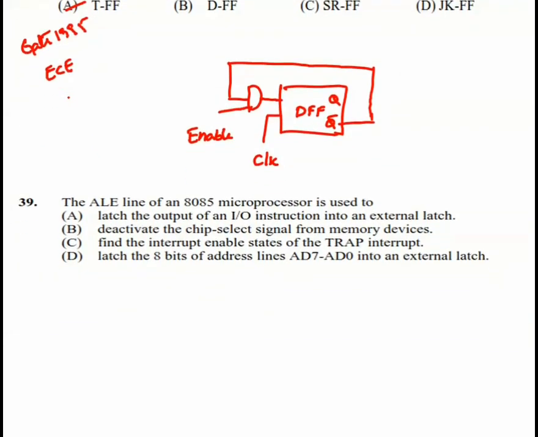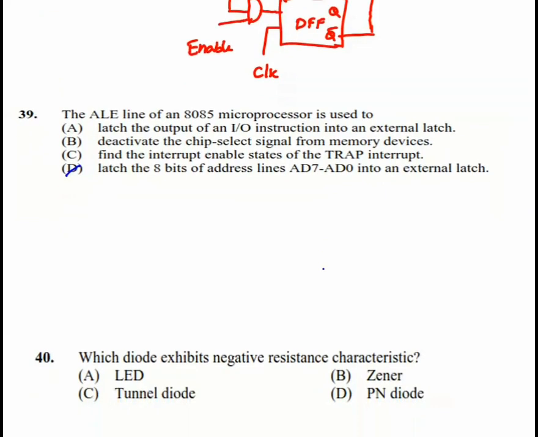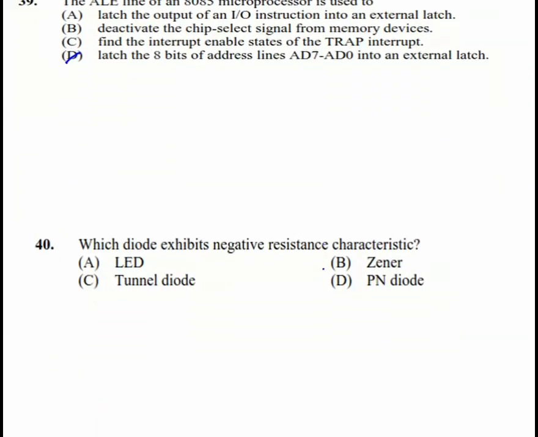And the next one, the 39th question: the address latch enable line of an 8085 microprocessor is used to latch the 8-bit address lines, that is AD7 to AD0, those 8 lines, into an external latch here. And the next question, the 40th one: which diode exhibits negative resistance characteristics? Generally the tunnel diode will have negative resistance characteristics when compared to the Zener diode. Okay, so tunnel diode is the answer here.